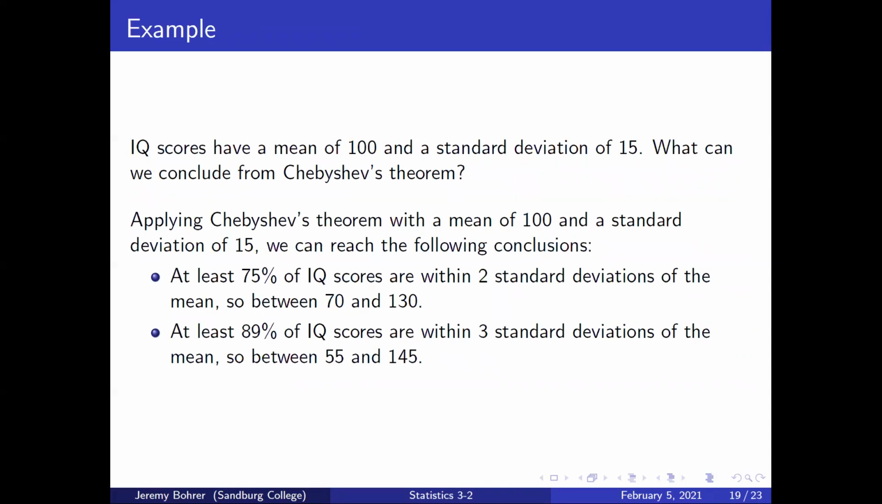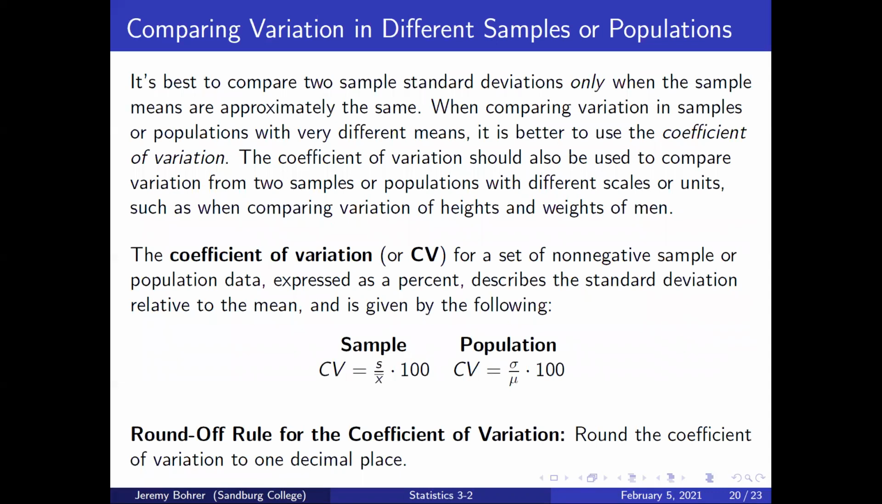IQ scores have a mean of 100 and a standard deviation of 15. What can we conclude from Chebyshev's theorem? Applying Chebyshev's theorem with a mean of 100 and a standard deviation of 15, we can reach the following conclusions. At least 75% of IQ scores are within two standard deviations of the mean, so between 70 and 130. At least 89% of IQ scores are within three standard deviations of the mean, so between 55 and 145.